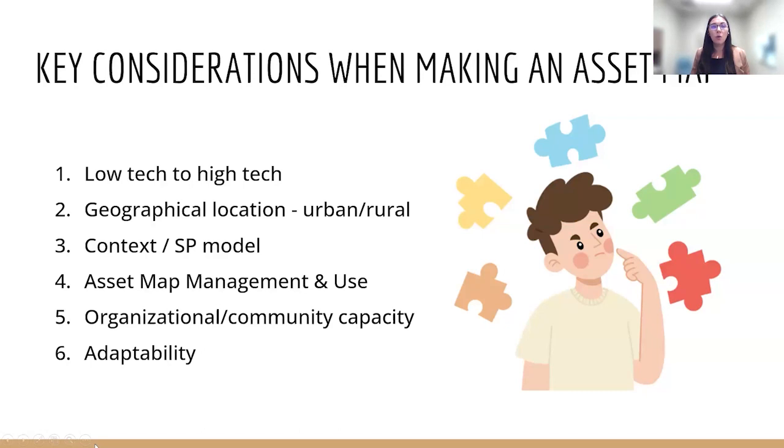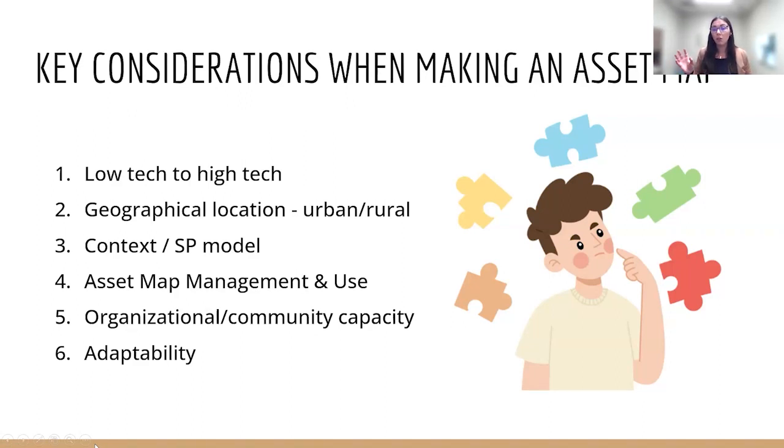And then also, is it adaptable? The community is constantly changing, the services provided, the events are constantly changing. So can your asset map easily be updated and adapted based on the changing needs of the community and the changing programs and services within the community?